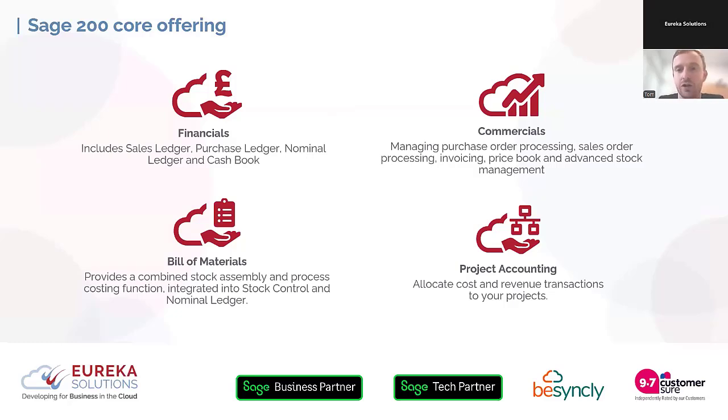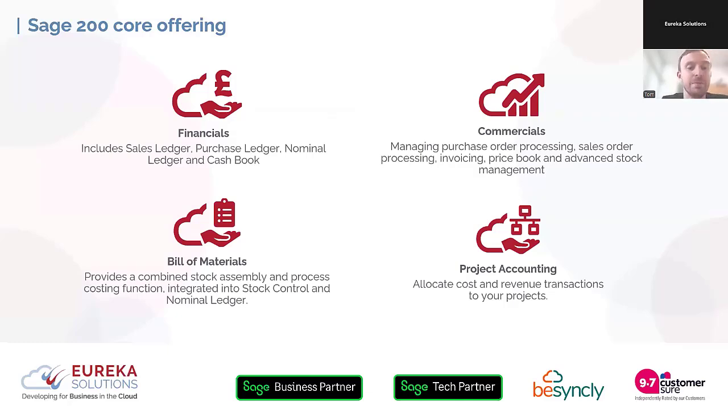And touched there on order processing, that's where we come into looking at some of our commercials modules. So, for example, managing POs, managing sales orders, managing invoicing and the stock management. And that's a really big area for Sage 200 and probably where it sets it apart from some of the starter solutions that are out there, because you can really start to do a lot more complex stock management, including batch and serial numbers, potential integration to warehouse management systems. And then that can be extended even further to the likes of bill of materials.